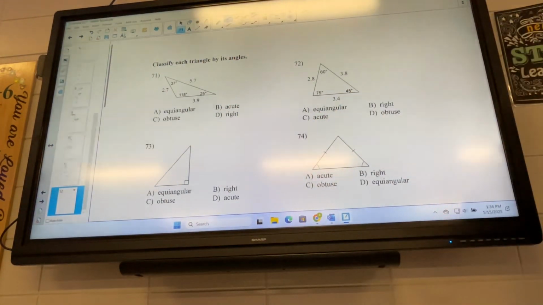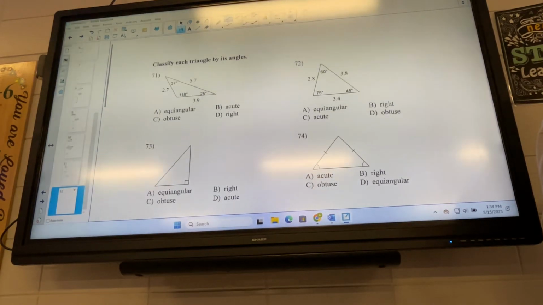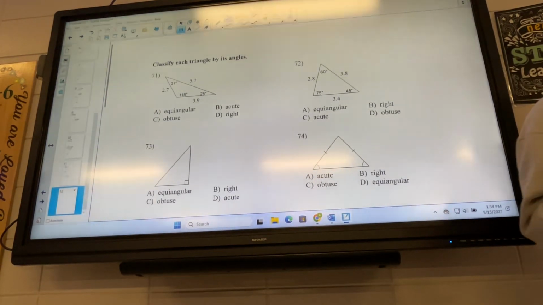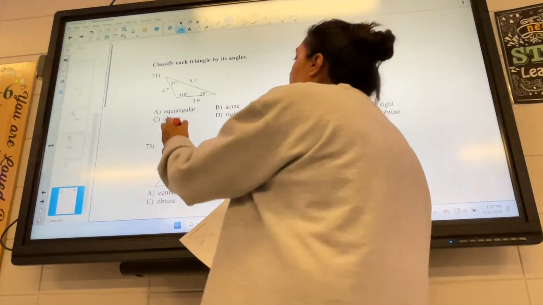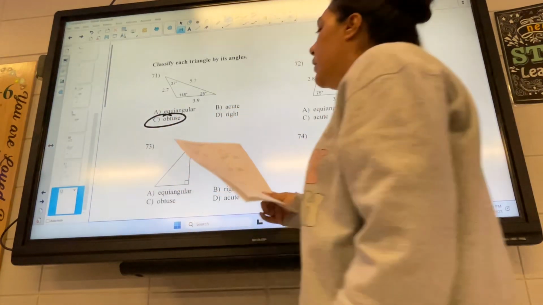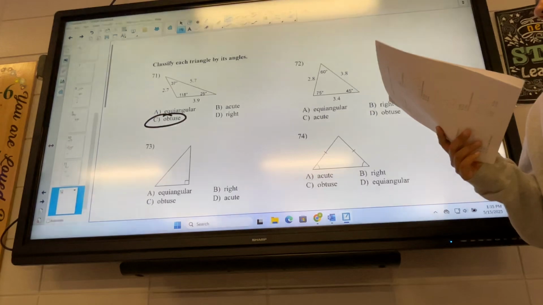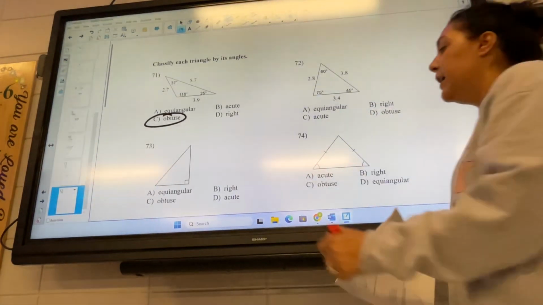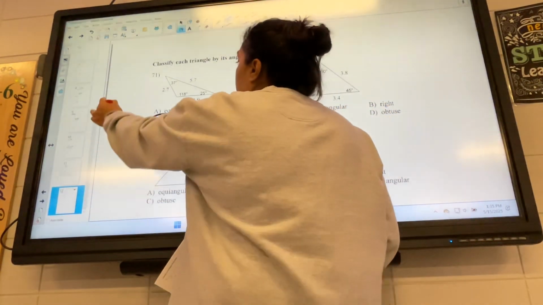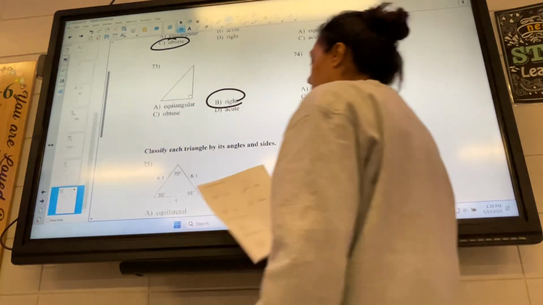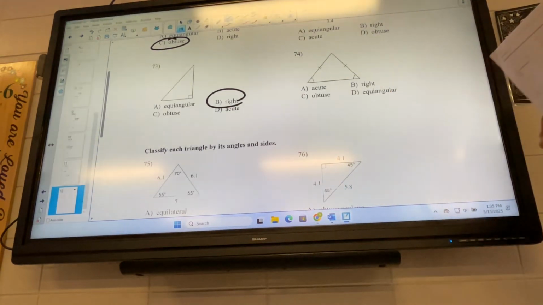71. I want you to do it by its angles. Okay, by its angles. It is an obtuse. Okay, 118 lets us know that that's an obtuse. And then 73 is a right.